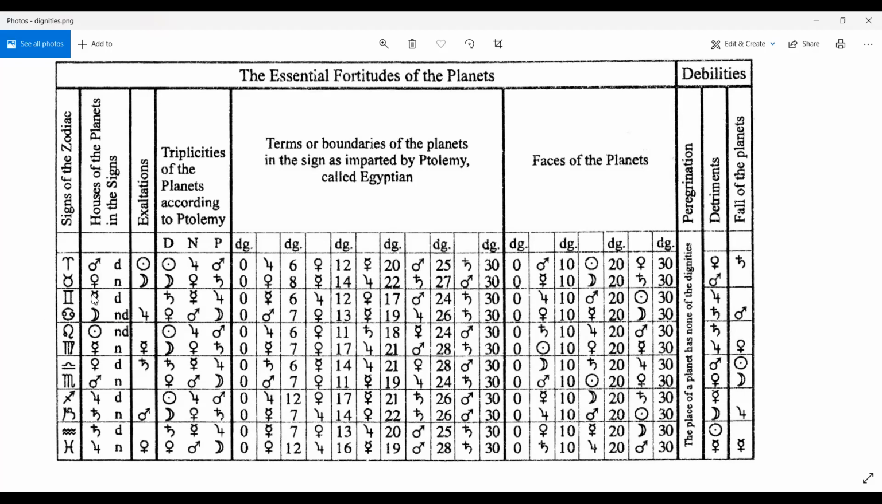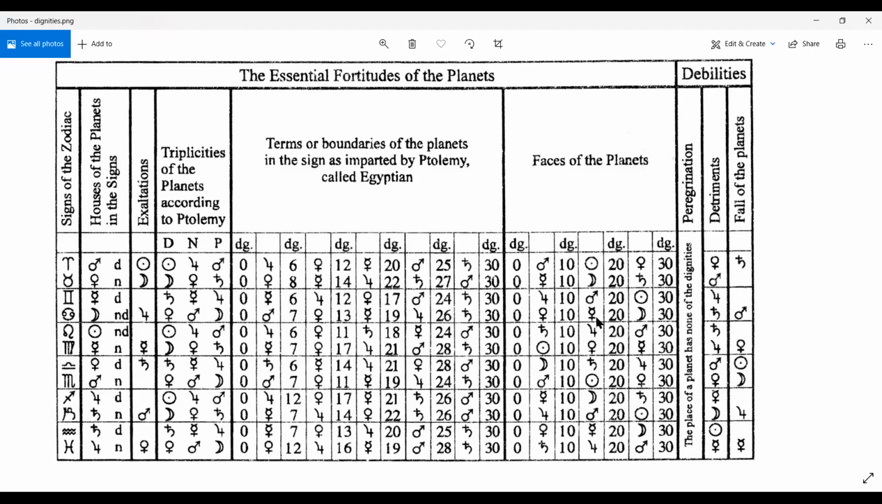Okay, but that also means that Mercury, if he were between 13 and 19 degrees of Cancer, he would be in his own term. And let's say Mercury is at 14 degrees of Cancer. Mercury is in his own term, and he is in his own face. So he would not be peregrine. Does that make sense? So that's the difference. He would not be peregrine.